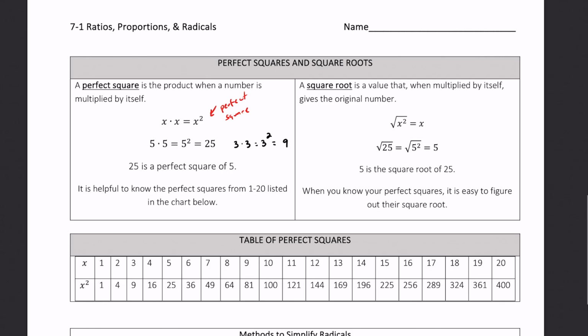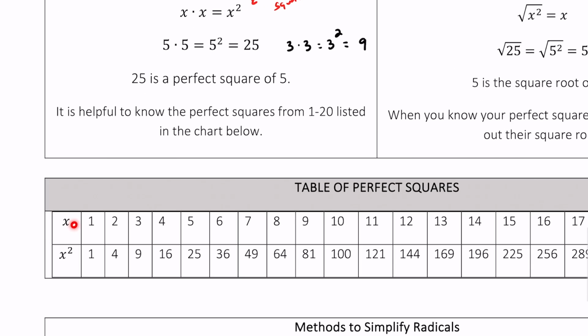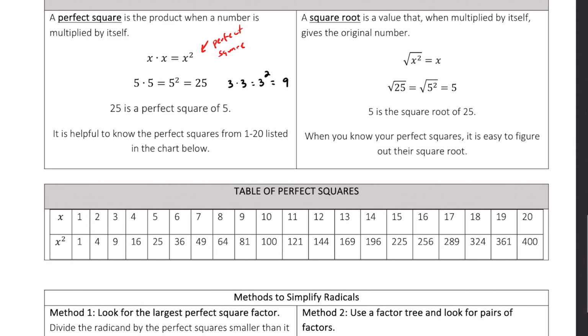In a table of perfect squares, x times x is x to the second power. 1 times 1 is 1, 2 times 2 is 4, 3 times 3 is 9, 4 times 4 is 16, and so on and so forth. And it's best that you know your table of perfect squares.